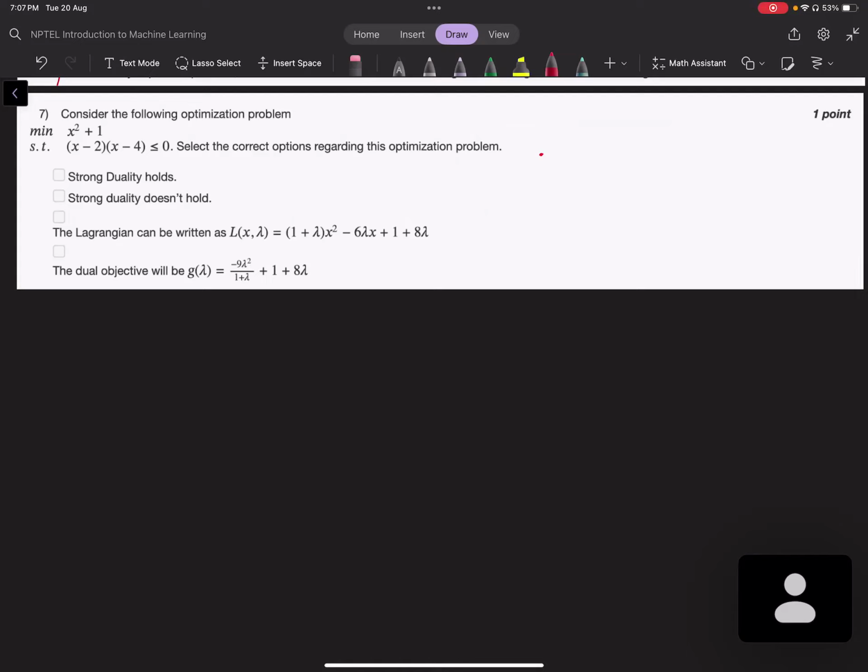Optimization problems are a bit tricky, and they have a different course as well. So the optimization function, I hope you have learned it in the SVM. The way I learned it, it started from SVM, and then I took a different course for it. So it's written: minimize x square plus 1, subject to the constraint x minus 2 and x minus 4 less than or equal to 0.